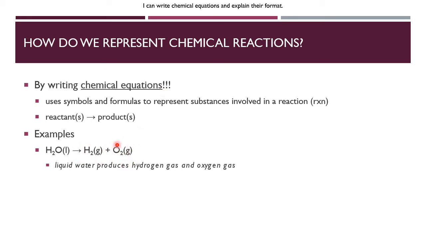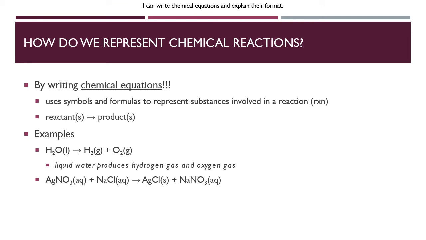So you will want to go back and review which elements are diatomic. Recall there are 7 of them. Hydrogen and oxygen both happen to be diatomic. And notice we're putting the physical states for those substances in parentheses. L for a liquid, G for a gas.